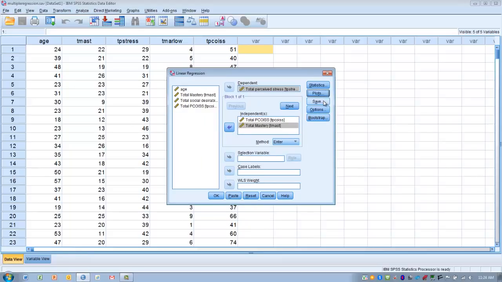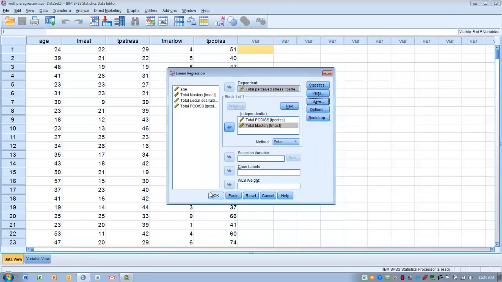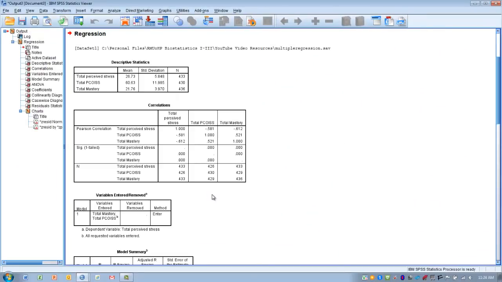Okay, and then we click on the Save button. And in the section labeled Distances, we're going to select the first choice, the Mahalanobis distance, and also Cook's distance. Then we click on Continue, and then we click OK. And so here is our output.